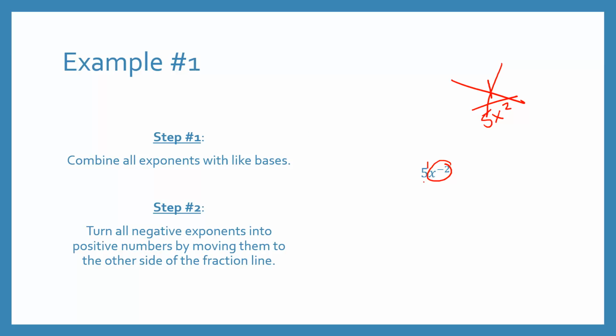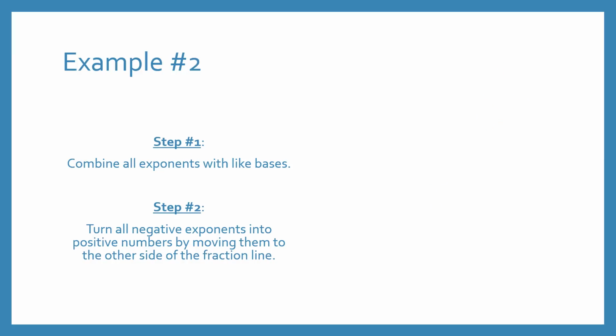And our fraction right now is really this number over 1. So all we do to make that x to the negative second positive is we just move it to the denominator, and that's it. There is nothing else that you have to do on this problem, because there's nothing else to combine and everything is positive. Let's look at another example.